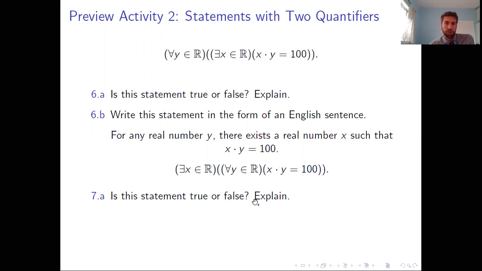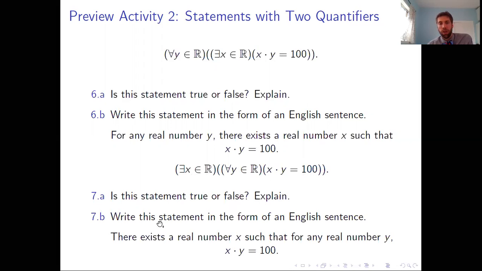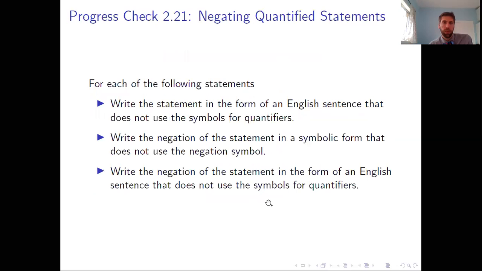It is false. So you're picking a number first, and then you're saying, any other number I multiply by, I get 100. That would be ridiculous. So it's false. So in English, there exists a real number x such that for any real number y, x times y equals 100, which is ridiculous. False. Okay, that concludes our preview activity 2.